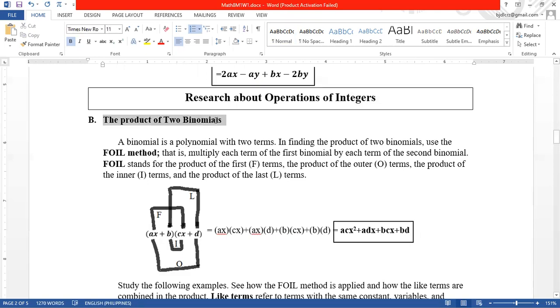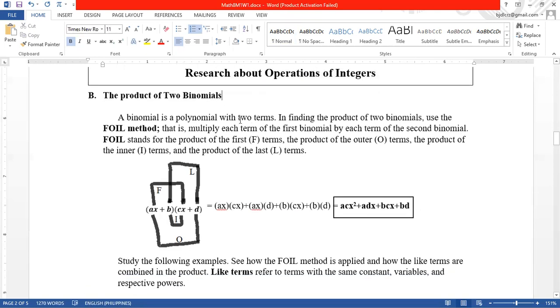Okay, next. Next topic could be the product of two binomials. So a binomial is a polynomial with two terms. So in finding the product of two binomials, you're going to use the FOIL method. That is, you're going to multiply each term of the first binomial by each term of the second binomial. So FOIL stands for the product of the first term, which is the f, this one, f.